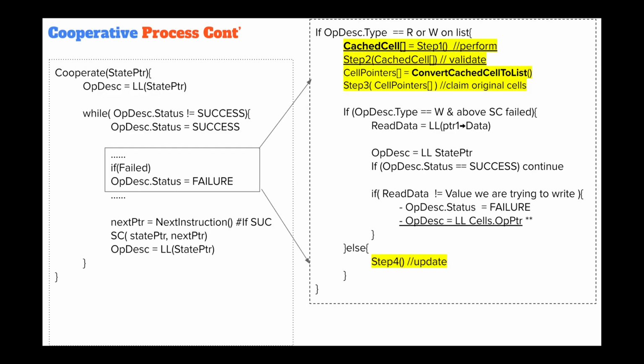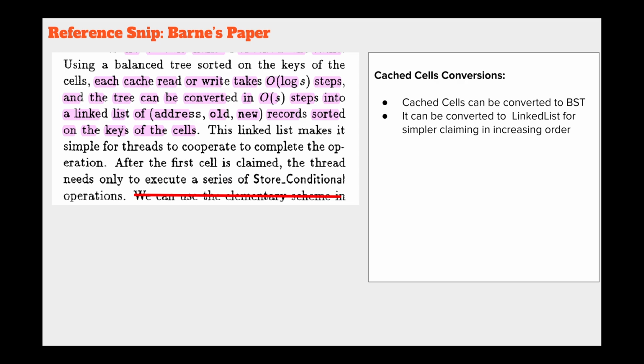In the cooperative process, we have just modified the particular cells. So step one is going to give you a set array of cache cells. We are going to validate those cache cells. Once we have them validated, we are going to convert the cache cells to a list and then proceed with claiming. And once we are done with the claiming, we'll update it.